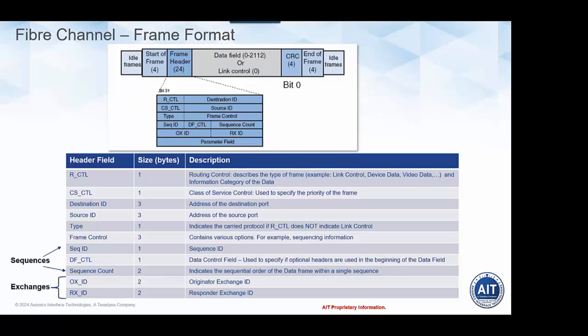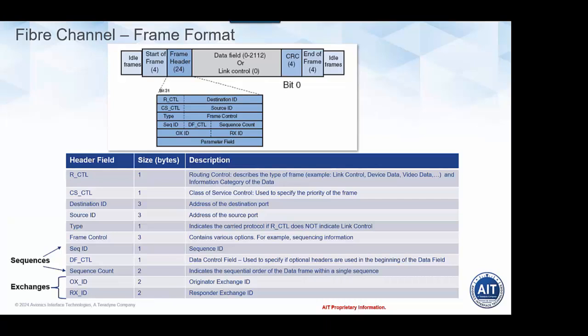The 24-byte frame header consists of several fields. Let's just quickly run through those. I don't intend to get into too much detail about this today; the details will come in the follow-on webinars where we dive in further. At the front of the frame header, you have the routing control field. At a high level, this indicates what kind of frame it is. Is it a link control frame or a data frame, as an example?